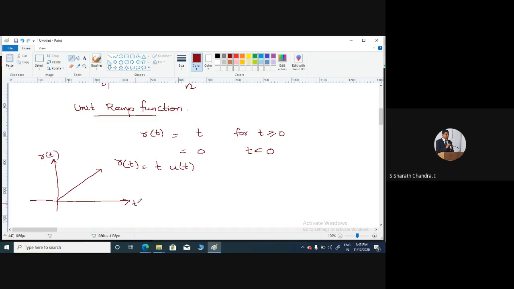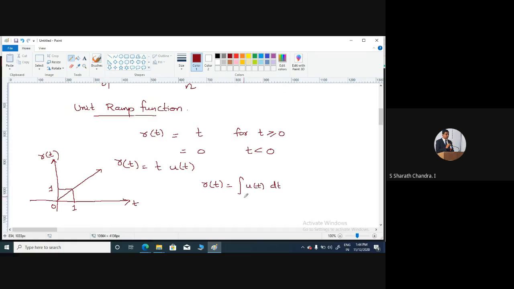unit slope, and that means wherever you take the value of t, r of t will be equal to t. It is a signal whose amplitude varies linearly, and it can be obtained by integrating the unit step function. That means a unit step signal can be obtained by differentiating this unit ramp signal too. So now I can represent that r of t is equal to the integral of u of t dt.